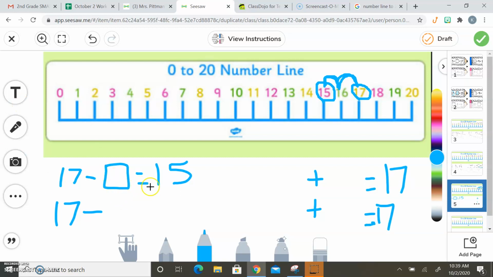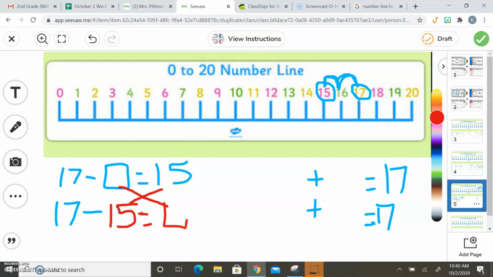So now, since I already have 17 minus mystery number equals 15, I can actually switch these two. I can take 15 and move it here, and take the box and move it there. So when I move the 15 over here, because it's a little, it's going to equal the box because I switched them. Can you do 17 take away 15? You sure can, and that'll give you your answer of 2.